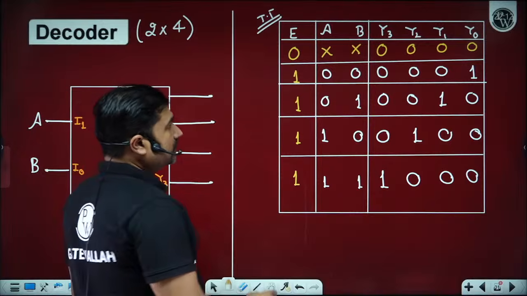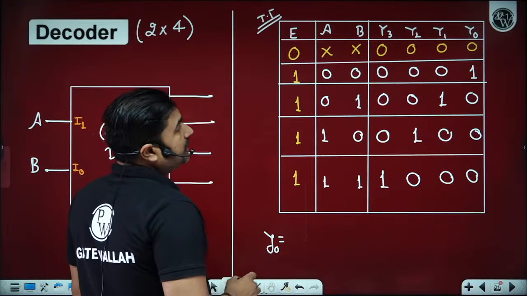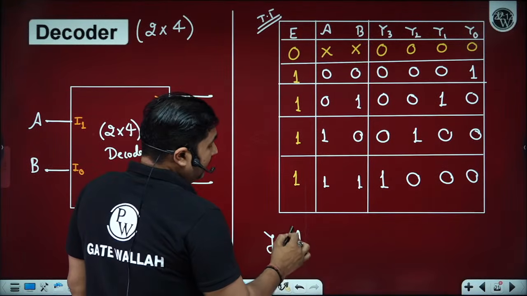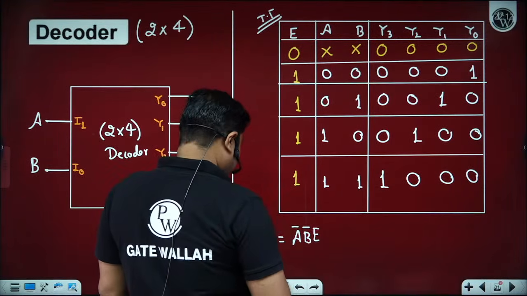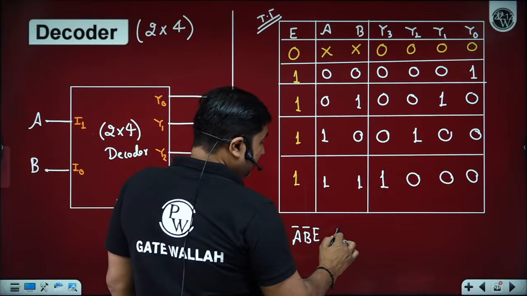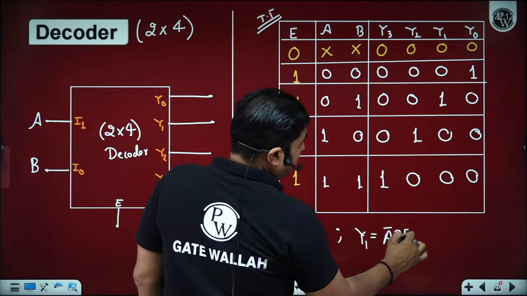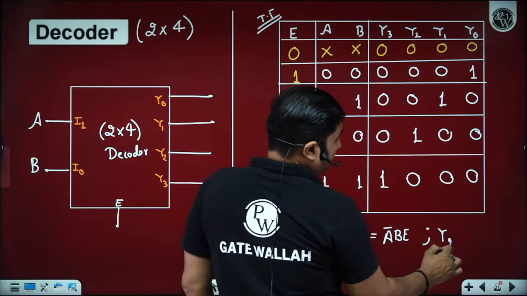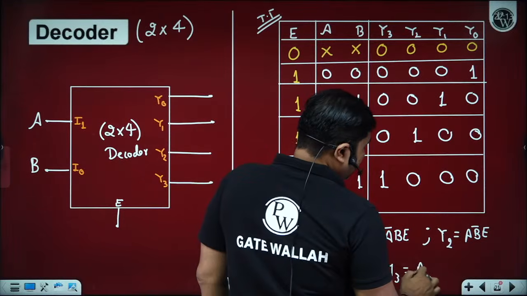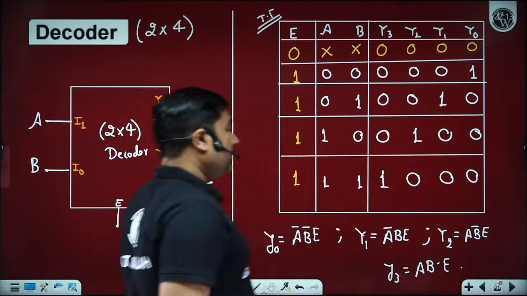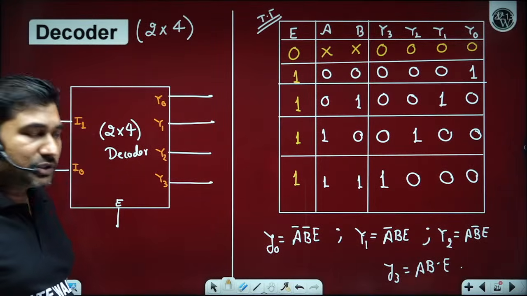It can be clearly observed that Y0 is only high when we have A bar, B bar, enable. In the same way, Y1 is only high when we have A bar B enable. Y2 is only high when A B bar enable. And Y3 is only high for A B enable. So now we know the minimized logical expressions of the 2x4 decoder.